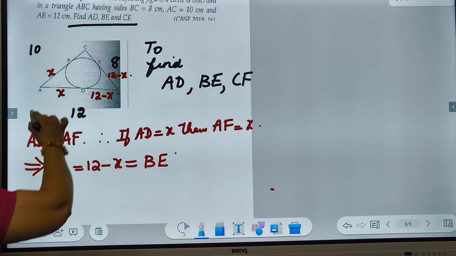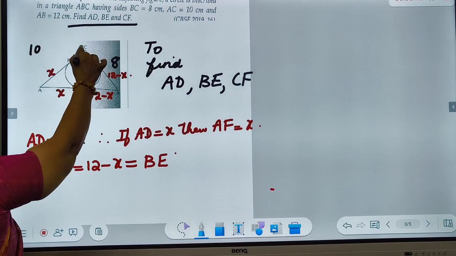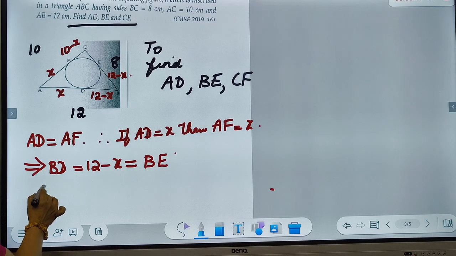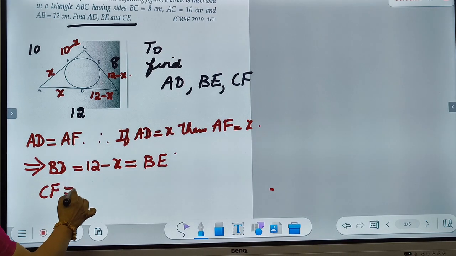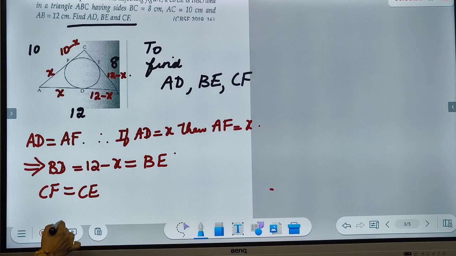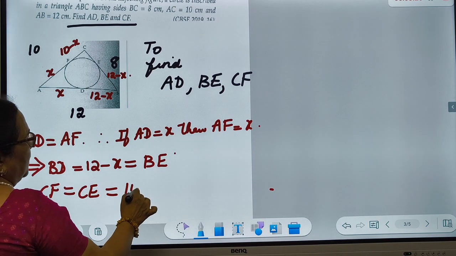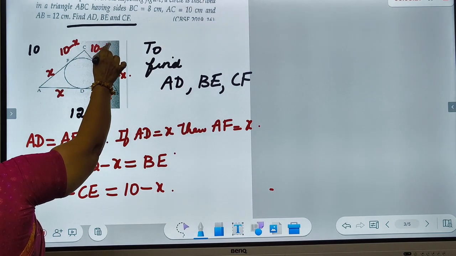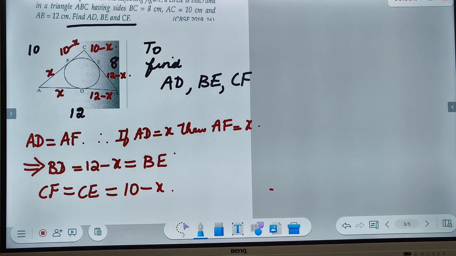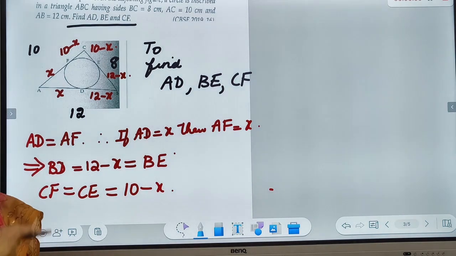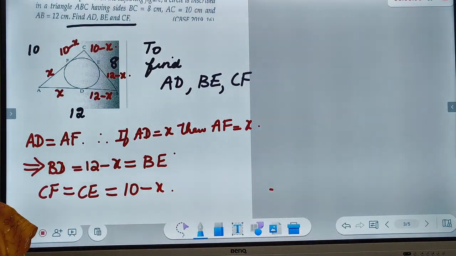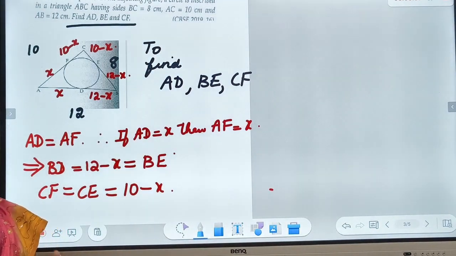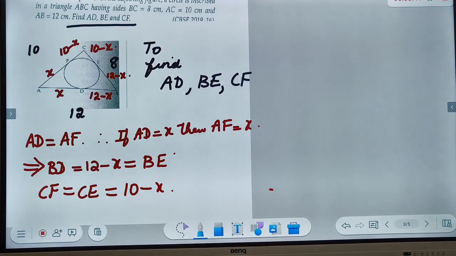Okay. Now, what is the length of AC? 10. So, CF will be 10 minus X. Now, CF is equal to CE and both will be equal to 10 minus X. So, this is also 10 minus X. Okay. So, for us, it is like a game where we have to unscramble the given information and determine the value of X.